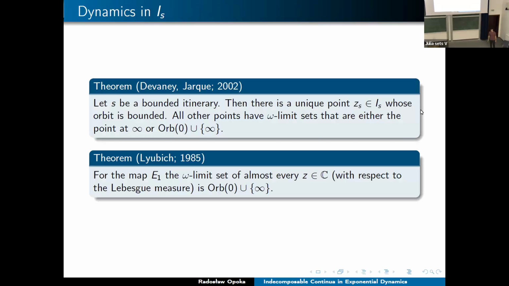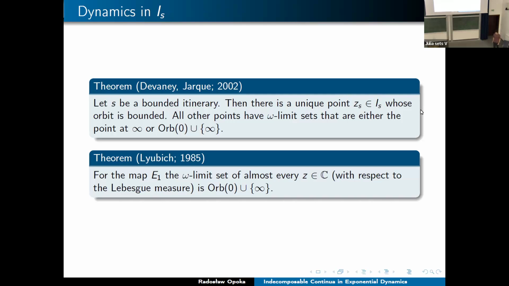I want to talk a little bit more about the proof of the second theorem, about the dynamics in the set IS. So Devaney and Krych prove that for every bounded itinerary, there is a unique point in the set IS such that this point has a bounded orbit. All other points have omega limit sets which are infinity or the orbit of zero with infinity. Points which lie on the hair, of course, have an omega limit set in this form, and every point which is different from ZS and does not lie on the hair has an omega limit set in this form.